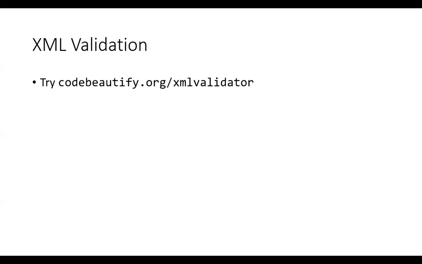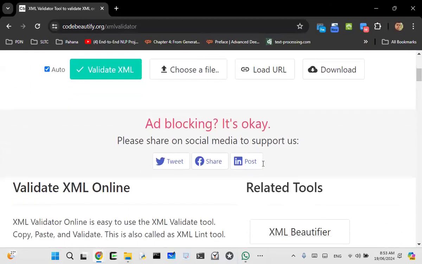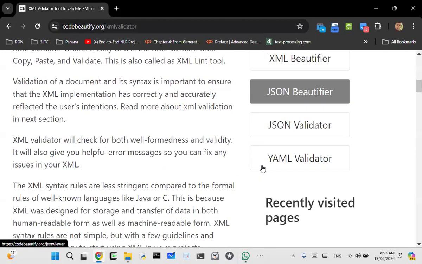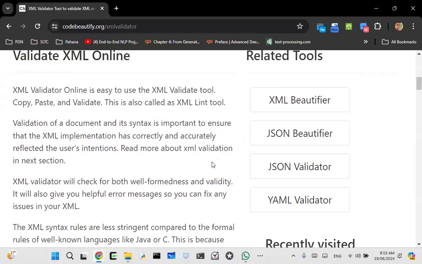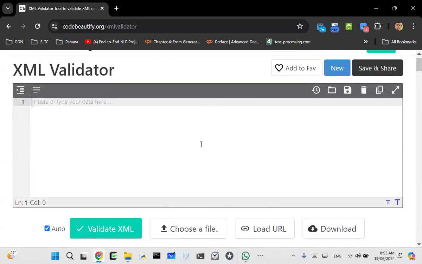So try visiting this one. Let me show you. It's called code beautify, DTD in XML. Right. So hope you can see here. This one you can use for various things. The common one, I think most of you are familiar with, is the JSON format, which you can use to validate. Beautify means nicely arranging this. So this tool could be used.